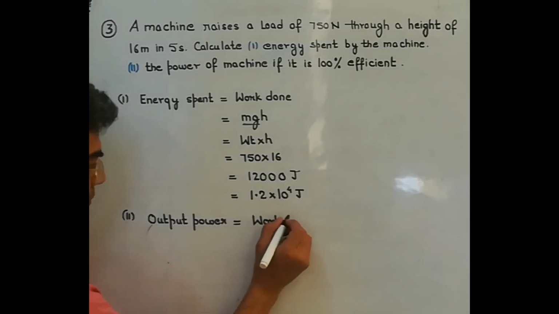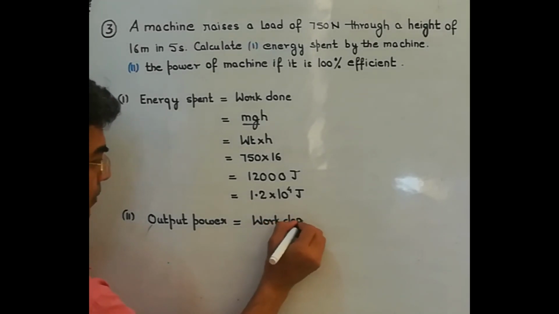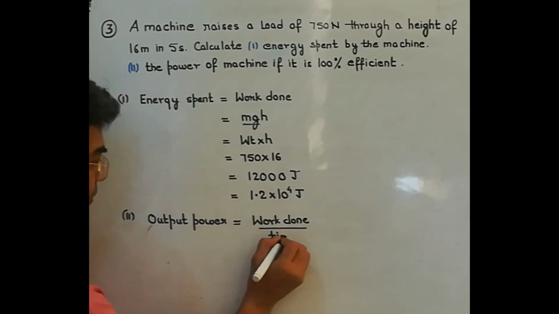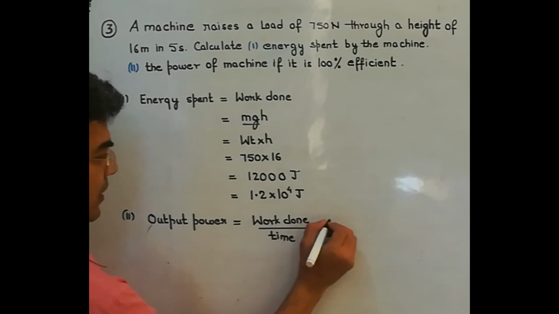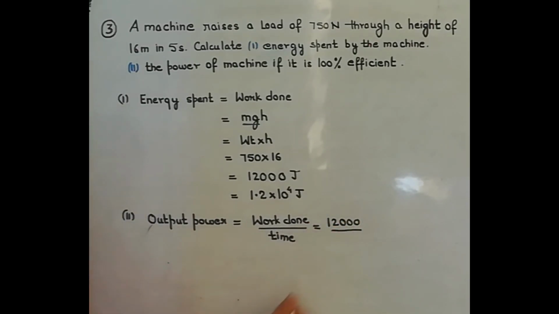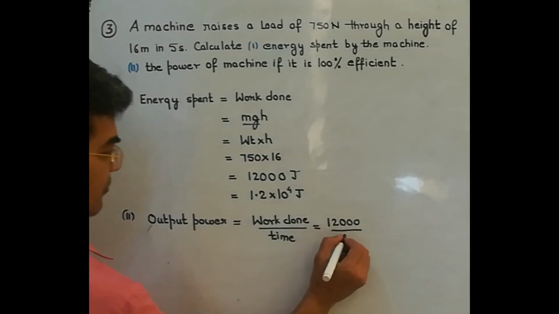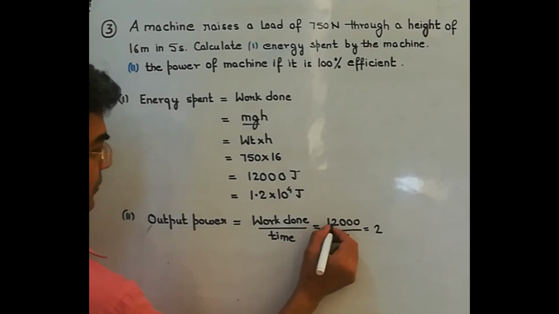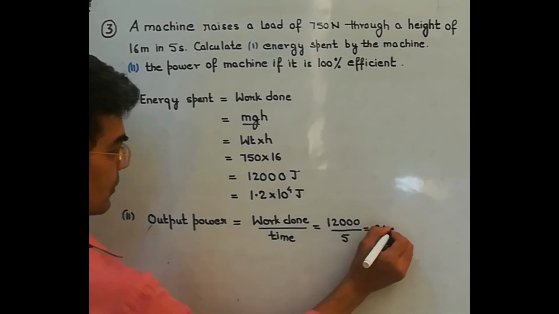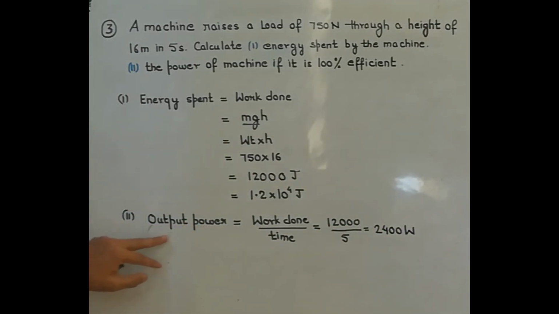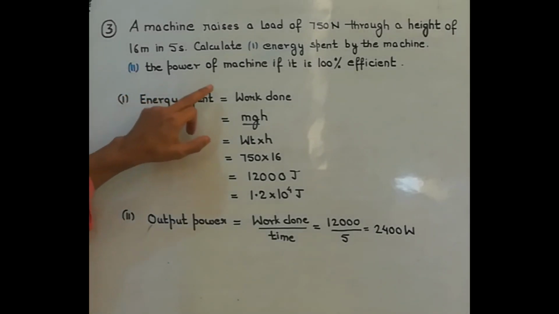Work done upon time taken. So work done is 12,000 and the time taken is 5. This is work. This is power output. But the question says you have to calculate the power of the machine.